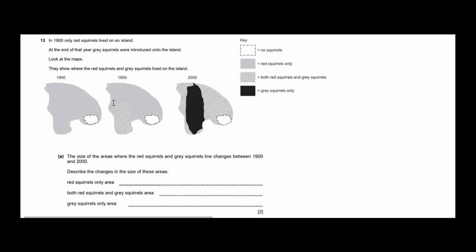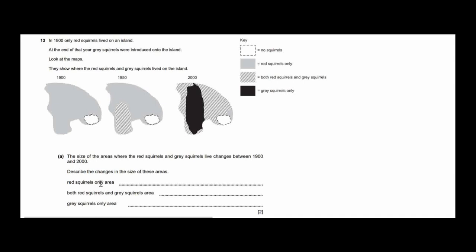No squirrel, white. This one is red squirrels only. In 1950, there is both red squirrel and gray squirrel here. One remains, and in 2000, the black represents gray squirrels only. White is no squirrels, and the lines represent both red and gray. Question A. The size of the areas where the red squirrels and gray squirrels live changes between 1900 and 2000. Describe the changes in the size of these areas.